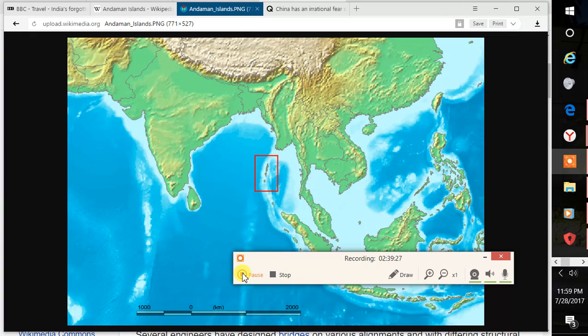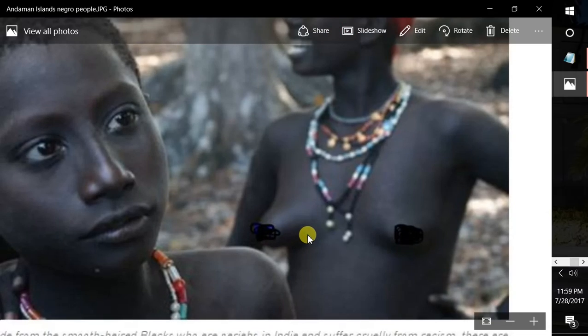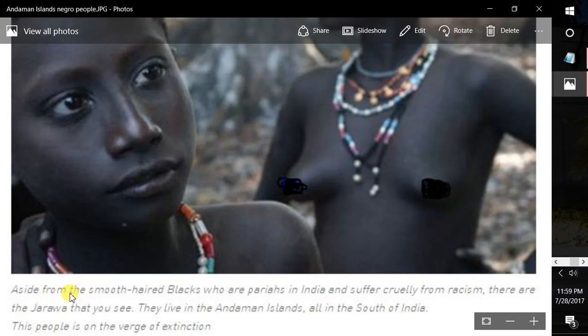Okay, hold on a second. So here is a picture of the people from the Andaman Islands. Now this is current, because the Andaman Islands is one of those islands that has remained in its aboriginal state. It's had a lot of European influx, or white supremacist Vatican influx, but not that much. As you can see here, let me read the story. It says, aside from the smooth-haired blacks who are pariahs in India and suffer cruelty from racism, there are the Jarawas that you see that live in the Andaman Islands, all in the south of India.